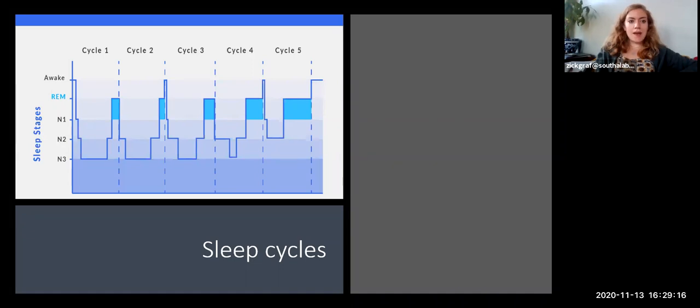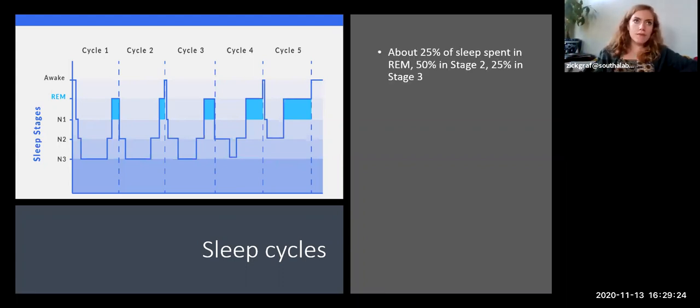So in addition to having different phases of sleep, we also go through cycles of sleep during which we move in and out of the different phases. So overall, for an average person, about 25% of sleep time is spent in REM sleep. About half of our sleep time is spent in stage 2 sleep, and about 25% in stage 3 sleep. You know what? Sorry, that's actually backwards. 50% of our time is spent in stage 3 sleep. I'm going to fix those slides before I post them.